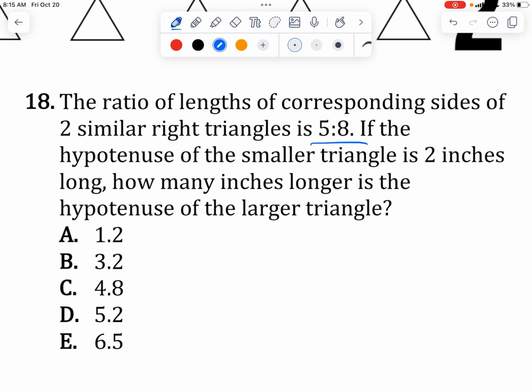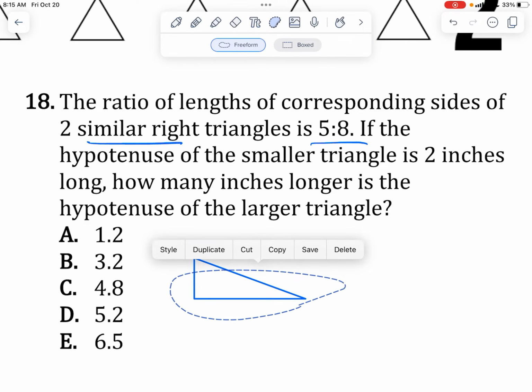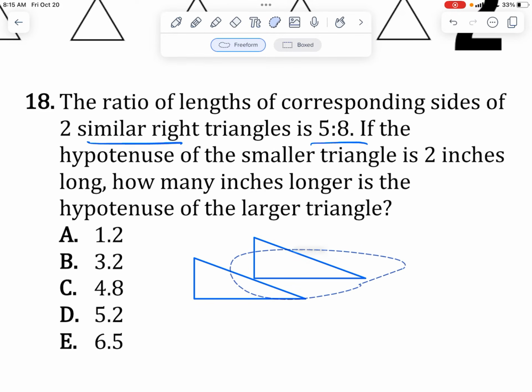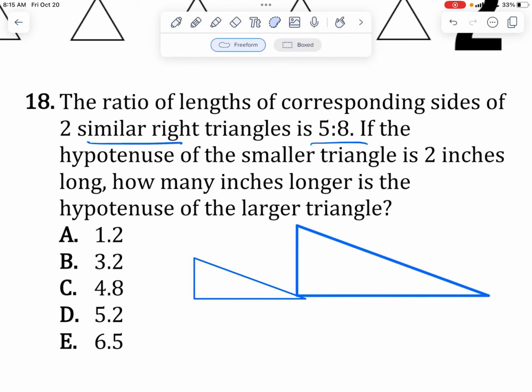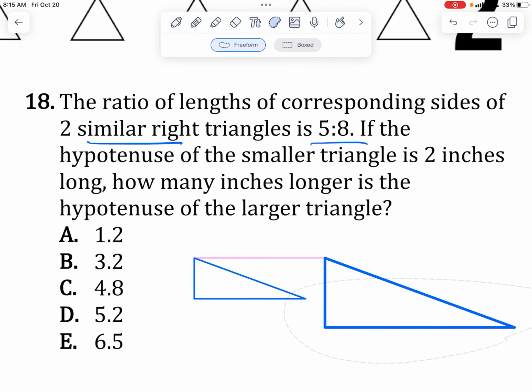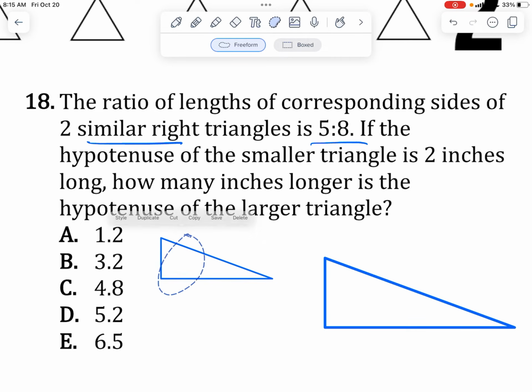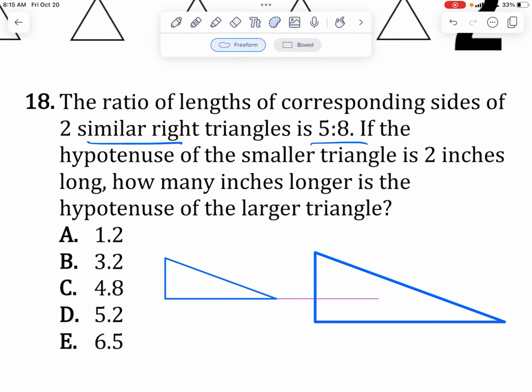The ratio of lengths of corresponding sides of two similar right triangles is given, and one side is 2 inches long. How many inches longer is the hypotenuse of the larger triangle? Okay, so let's take that back. We have two similar triangles that happen to be right triangles. So what does that mean? Let's just draw a generic right triangle. Now there's another triangle similar to this one, which means that it has the same angle measures, but it might just be scaled a little larger. It's like a larger size twin. Okay? Same angle measures. So this equals this equals this.